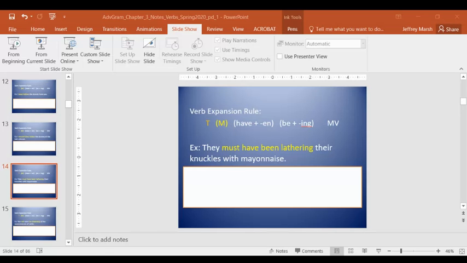Plus have is all by himself, so I get to write the word have. En plus be creates the word been. And ing plus lather gives me lathering. And that gives me the verb of must have been lathering. And that's exactly how it works. So what we've done is you've shown me how to actually deconstruct the verb, but you've also shown me how to reconstruct the verb. All right, so let's pause our video and see if we can practice this skill.